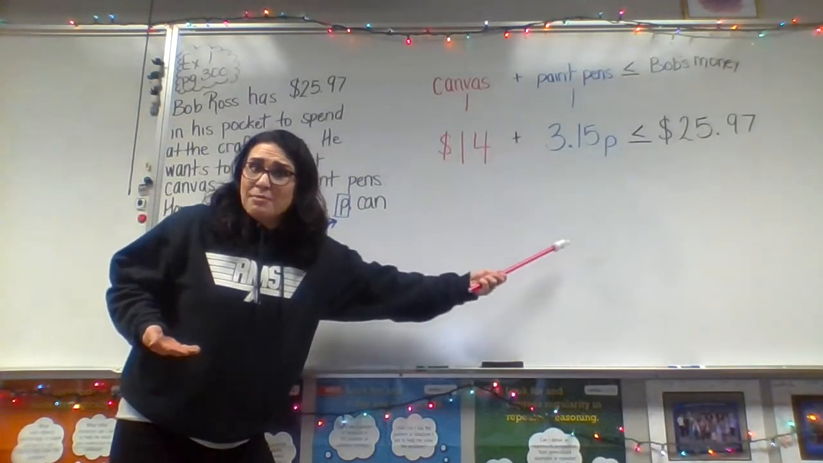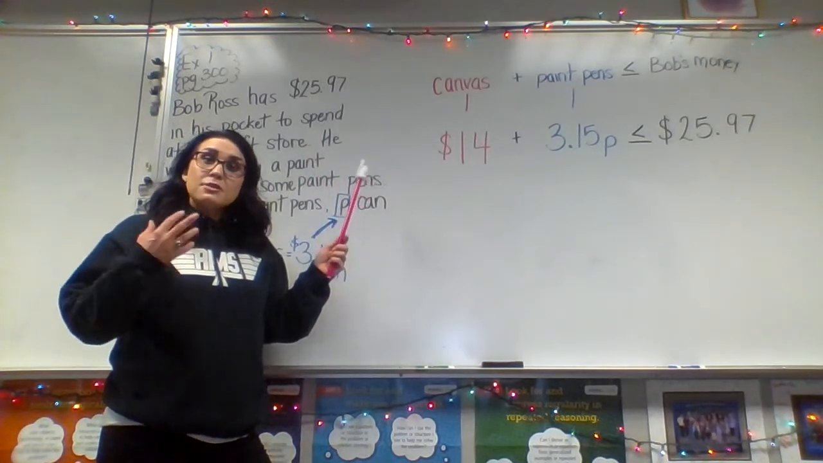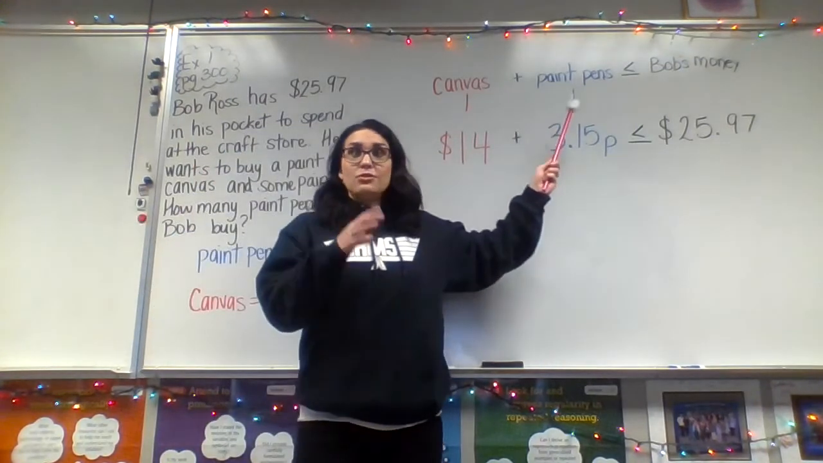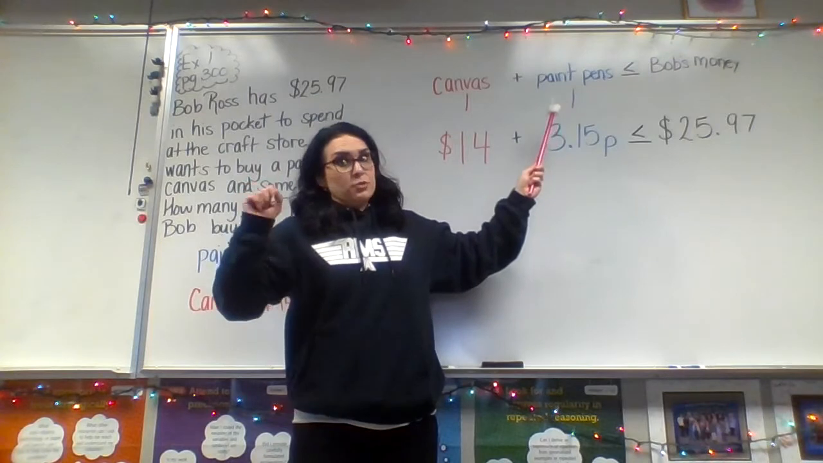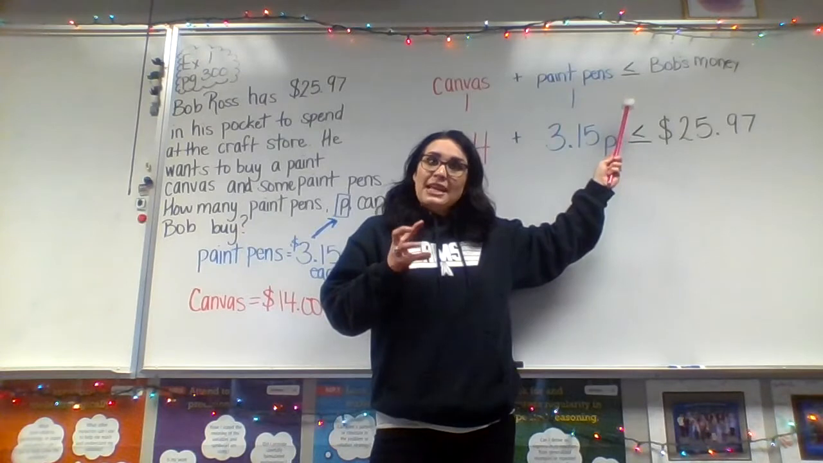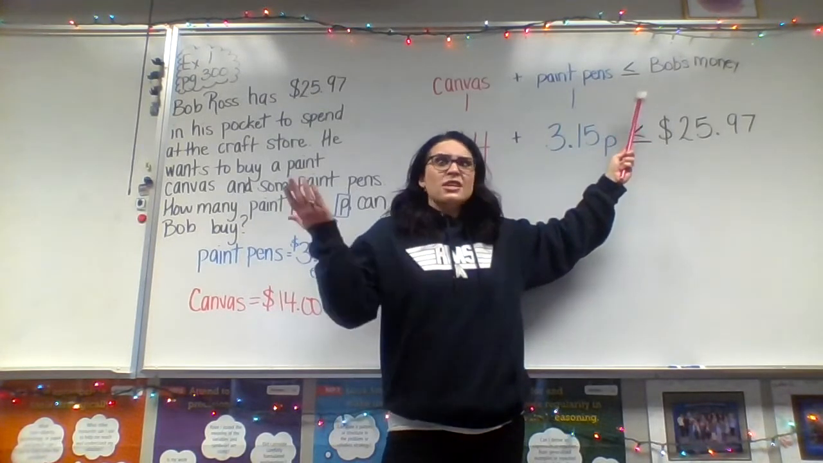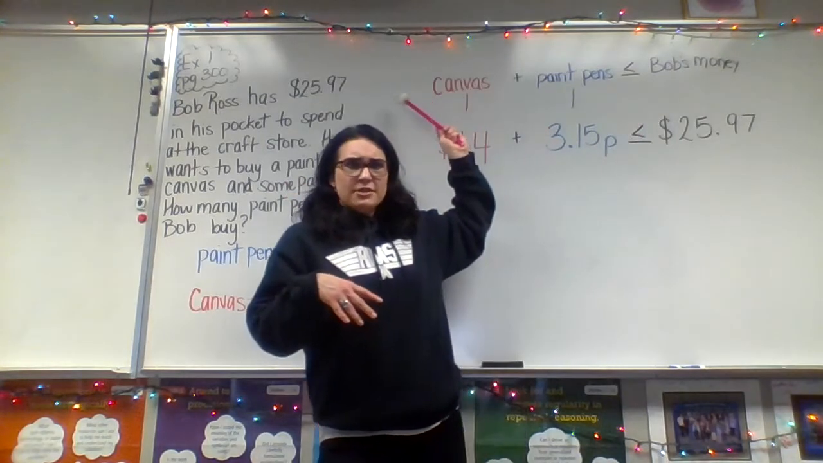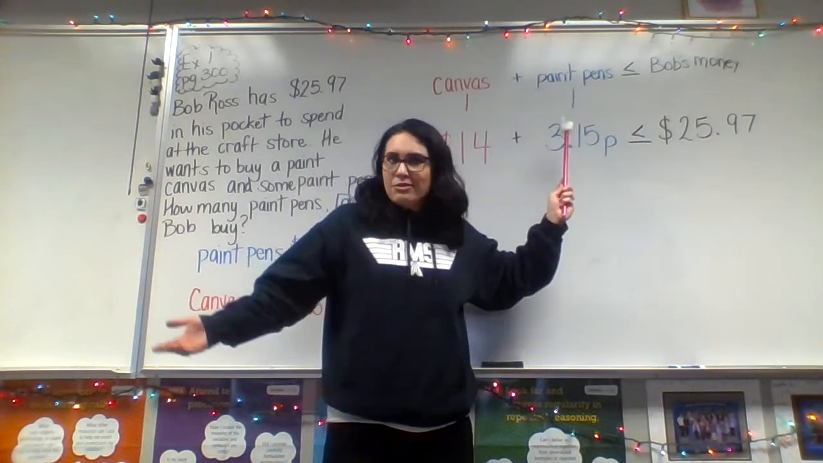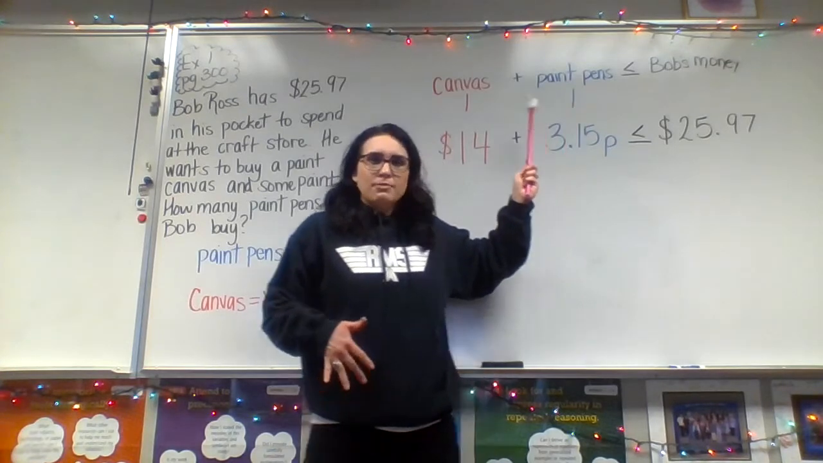Ta-da! An inequality, my friends, that we can use to represent Bobby Ross's story over here, all right? So essentially what we needed to do was take the amount that the canvas cost, and add that to whatever Bob is going to be spending on the paint pens. And I put this inequality sign that means less than or equal to the amount of money that Bob actually has in his pocket, right? Because he can totally spend less than $25.97, but he can't spend more because he doesn't have more, right? He doesn't have a debit card. He doesn't have a credit card. He just has cash in his little pocket, his little Bobby Ross pocket, okay?